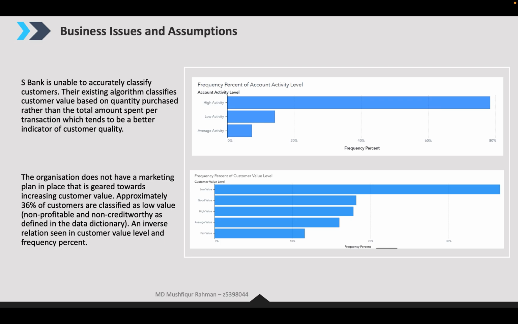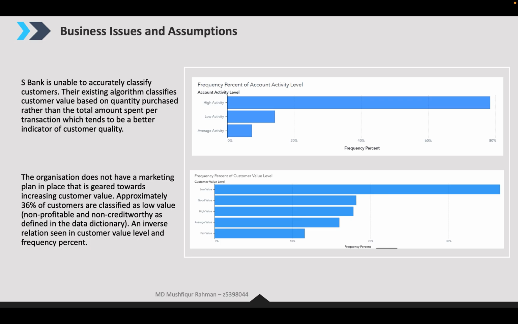The first issue is the classification error. As can be seen on the bar chart, there are three classifications that are used by S-Bank: high activity, average activity, and low activity. However, the issue is that low activity customers tend to be bigger spenders. They purchase smaller quantities but spend higher than high activity customers. Therefore, there is a clear classification error.